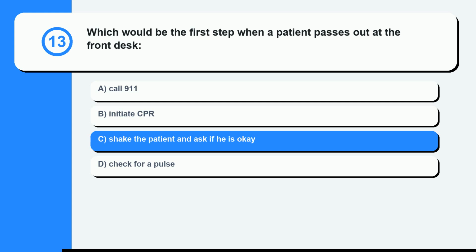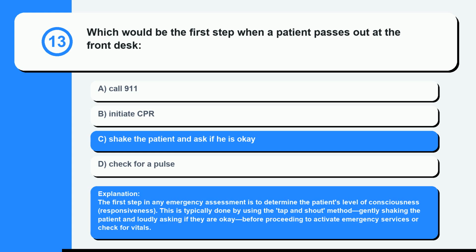Question 13. Which would be the first step when a patient passes out at the front desk? A, call 911. B, initiate CPR. C, shake the patient and ask if he is okay. Or D, check for a pulse. The correct answer is C, shake the patient and ask if he is okay.